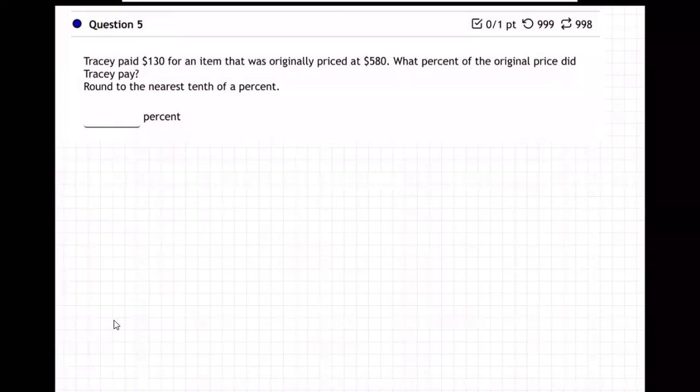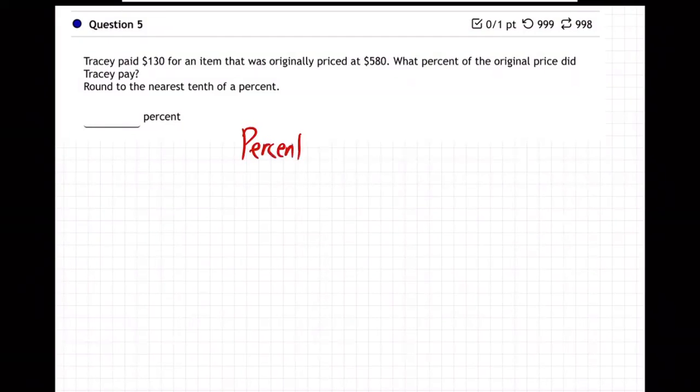Okay, so Tracy paid $130 for an item that was originally priced at $580. What percent of the original price did Tracy pay? Okay, so that's a good question. What percent? So what percent of the original price did Tracy pay?